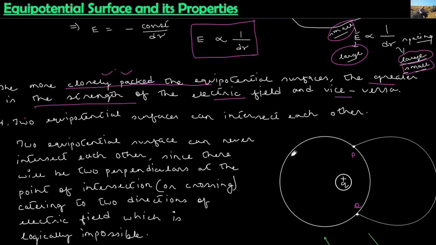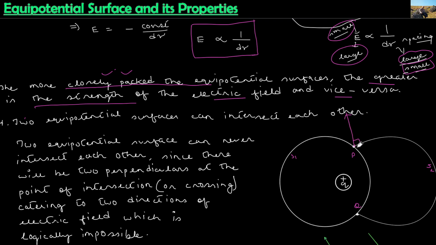Suppose I name this surface as surface number 1, S1, and the other equipotential surface S2. With respect to S1, at that point P, the direction of the perpendicular will be in this way, because that is the right angle. That is the way to represent it. And with respect to surface S2, what will be the perpendicular at point P? The perpendicular will be in this direction, at a right angle.